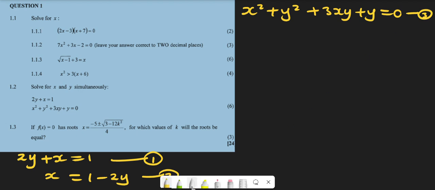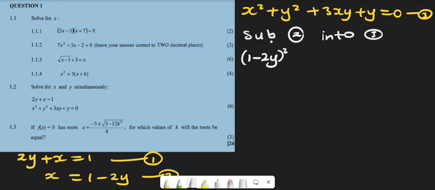So moving on from here, I will substitute my second equation into my third equation, meaning that wherever I see x, I will substitute 1 minus 2y. So I will begin by saying 1 minus 2y, and square it since our x was squared, and add y squared, which was there, and then plus 3y, multiplied by x, which is here 1 minus 2y, and then add y equated to 0.